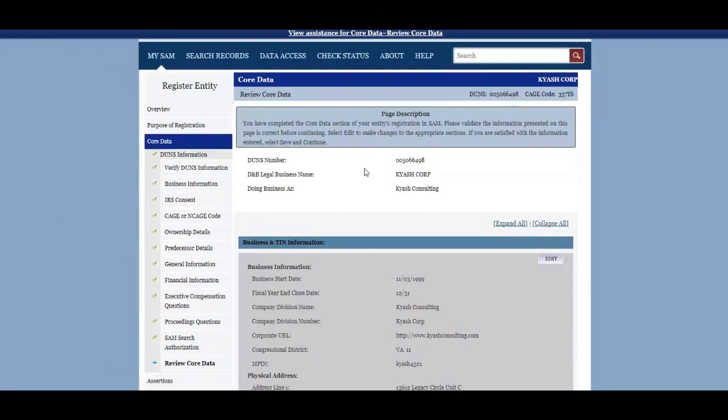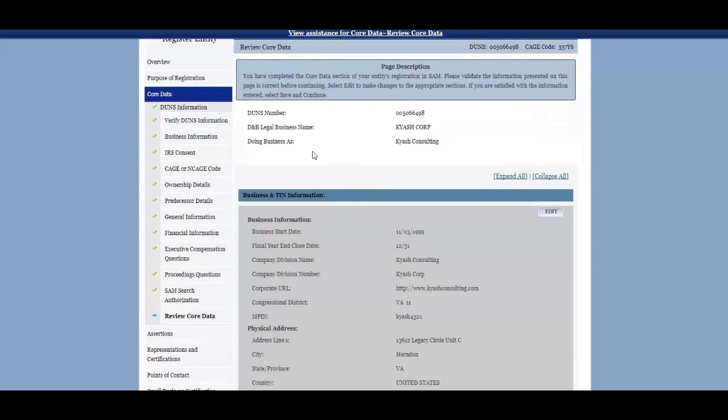And it says you have completed the core data section of your entity's registration in SAM. Please validate the information presented on this page is correct before continuing. What they really mean to say is, please validate the information presented on this page is correct. Select edit to make changes to the appropriate sections. If you are satisfied with the information entered, select save and continue.